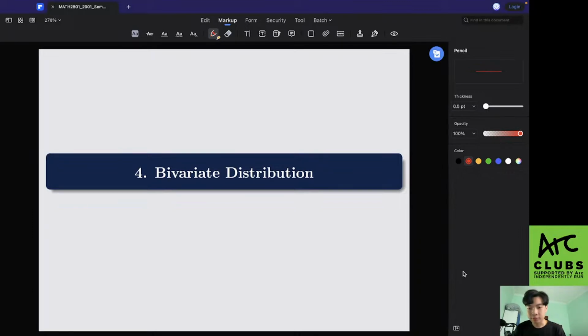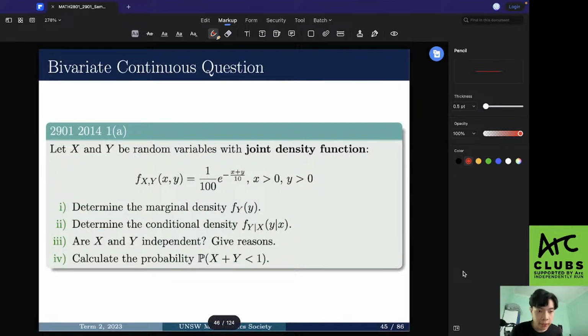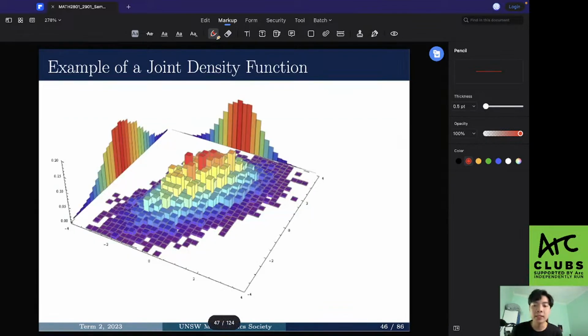I think it'll be very helpful if we first just look at what a question might look like. So first of all, bivariate means two variables, specifically random variables. You'll see that in the question we have an X and a Y. Both of them are random variables. And then we have something called a joint density function. You might be wondering, what exactly is that? Well, here's an example of a joint density function.